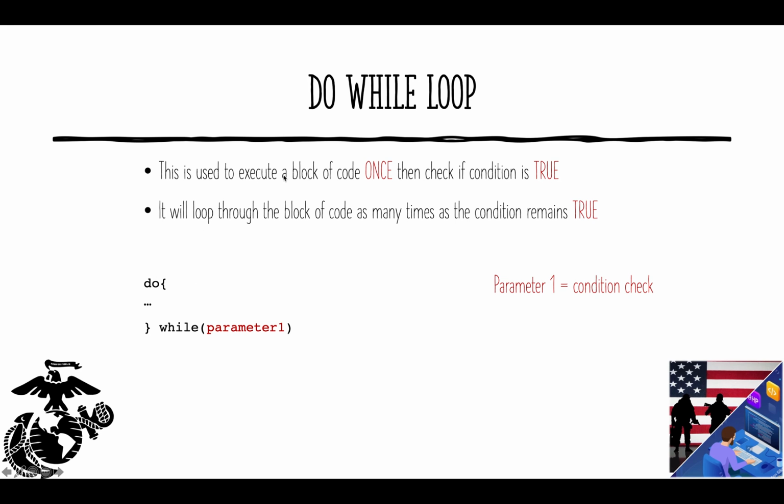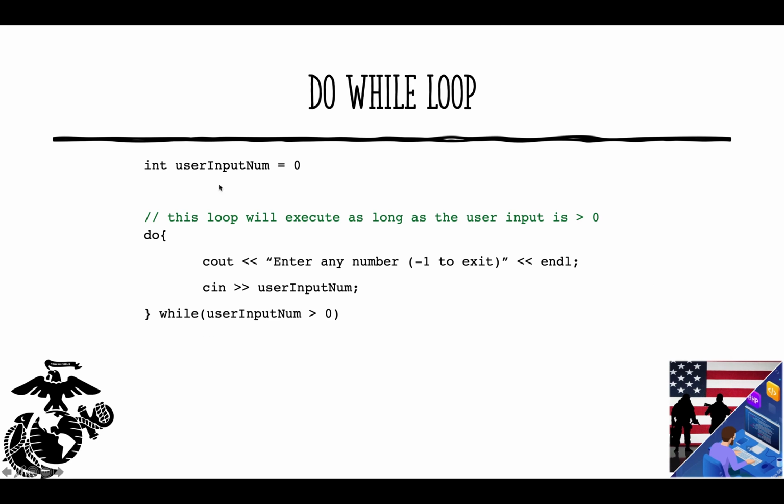So this is used to execute a block of code once and then check if the condition is true. It will loop through the block of code as many times as a condition remains true. Again, it will automatically do it once, and then at the end it will check its condition for its second iteration and third and fourth and fifth until the condition becomes false, and then it breaks out of it. So here's an example.